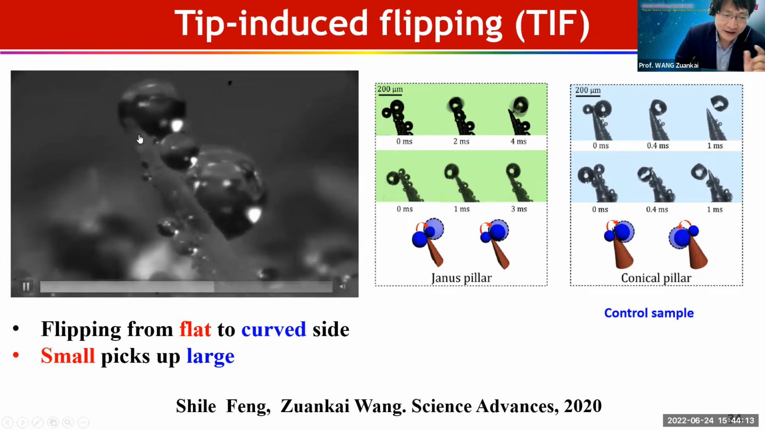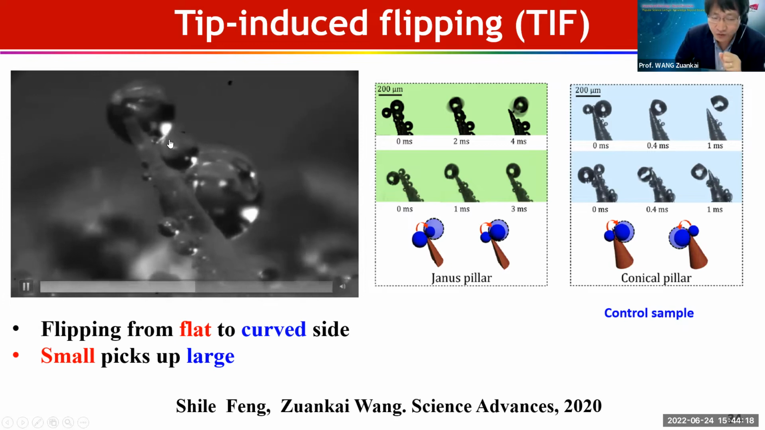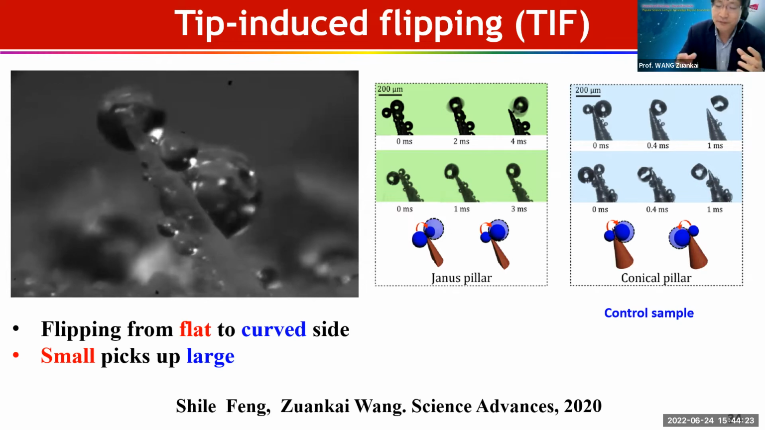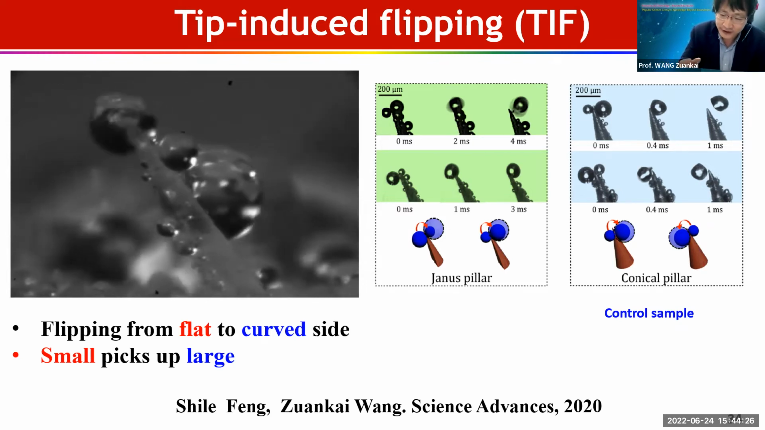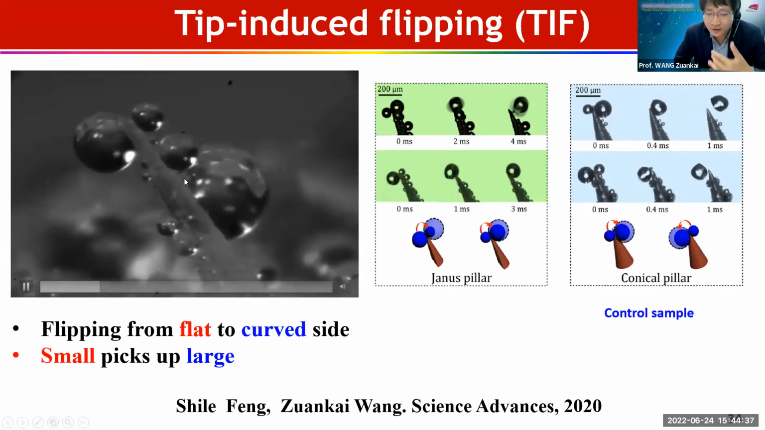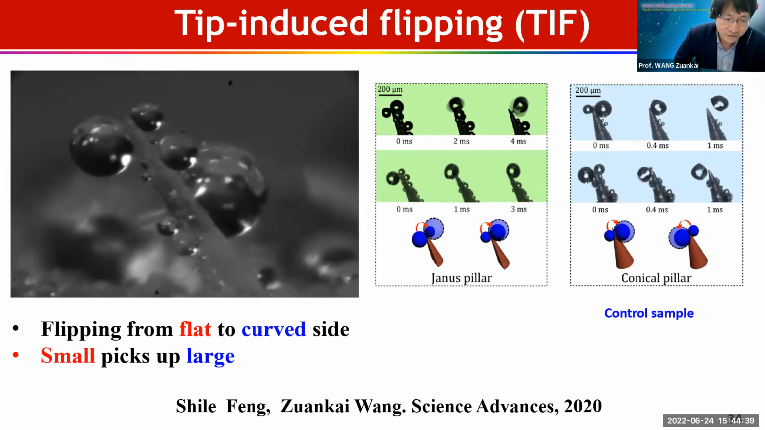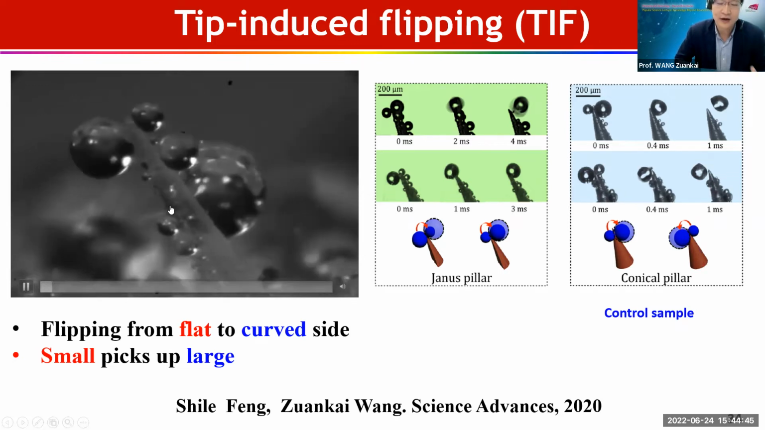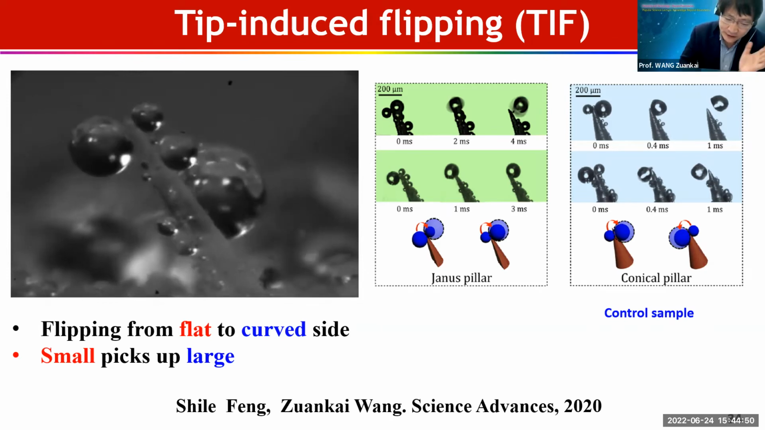The first magic is, if you look at the video here, the large droplet flies toward the small droplet. This is unusual. You know, usually when two droplets merge together, the small droplet will flow toward the large droplet. And the second surprise is, this side is flat, this side is conic. You know, our physics tells us the liquid will flow from the conic side to the flat side. But on our needle, there are two surprises here. Okay, so why do we have this kind of surprise?